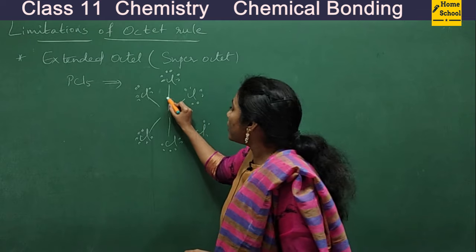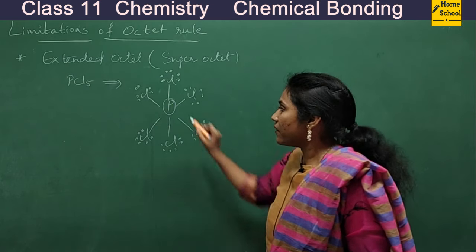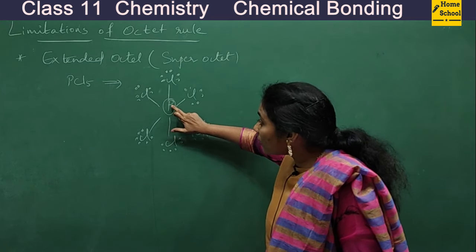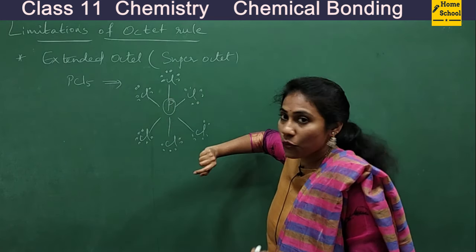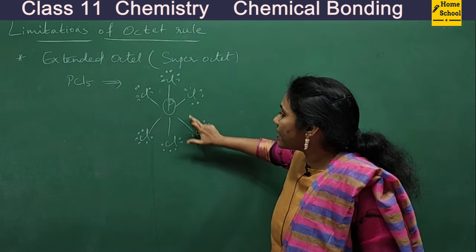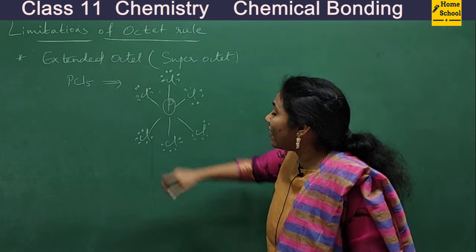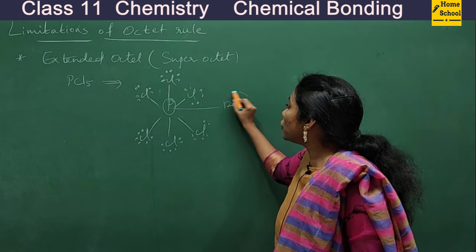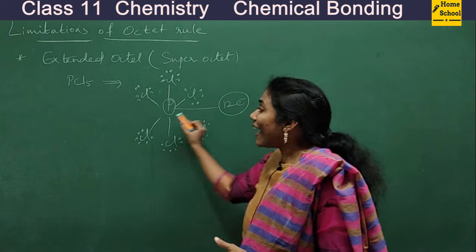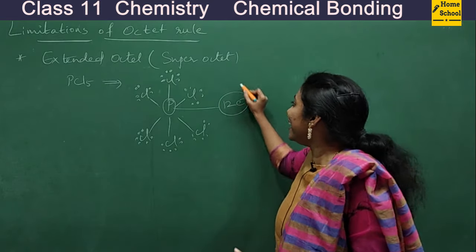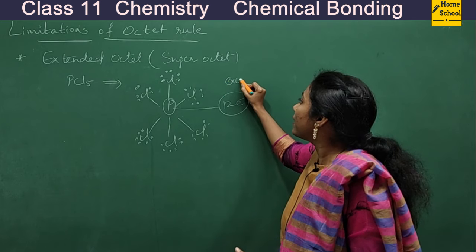And you see the octet of this phosphorus, which is there as the central atom. How many electrons are there around this phosphorus? One bond means 2 electrons, I told you, right? 1, 2, 3, 4, 5, 6, 7, 8, 9, 10, 11, 12. So this phosphorus has 12 electrons around it. Having 8 electrons is stable, but this is exceeding 8. So what have you observed here?